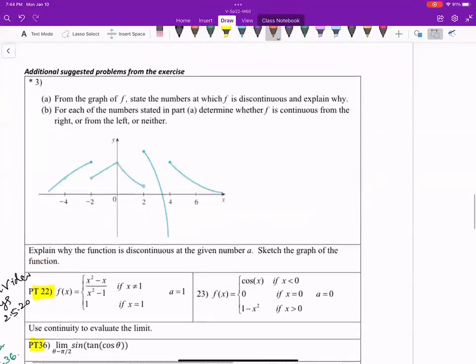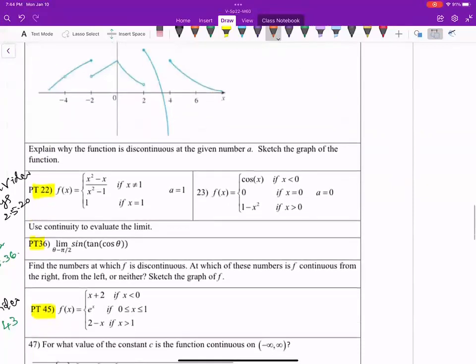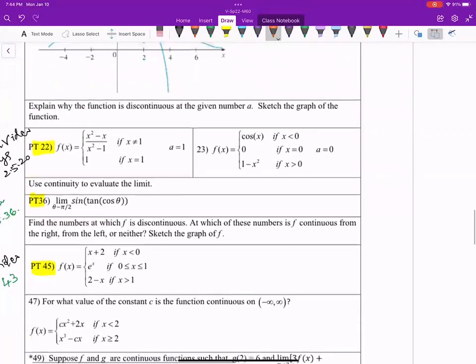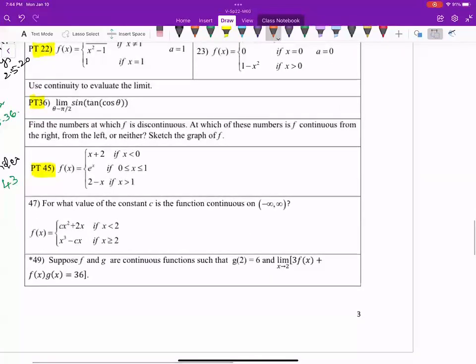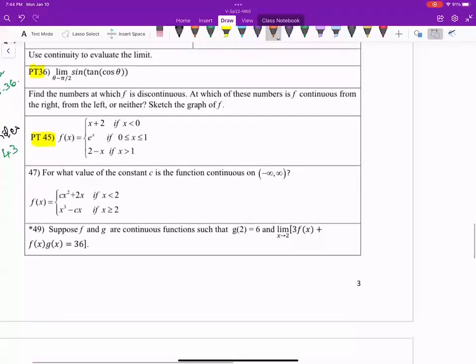There are some additional suggested problems from the exercise. Some of them are homework, some of them are practice exam questions. Some of these questions are done in the chapter videos. Please check them out. Numbers 22 and 45 are done. There is a similar problem. Number 36 is done, but I will show number 36 here also in this concept video. And then we will do one more of this exercise.